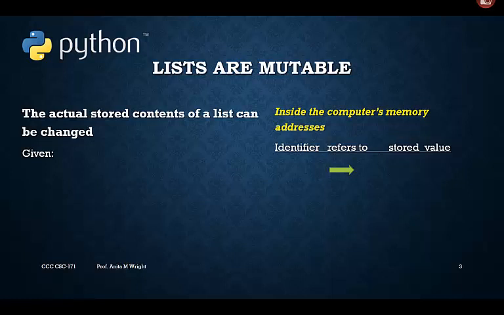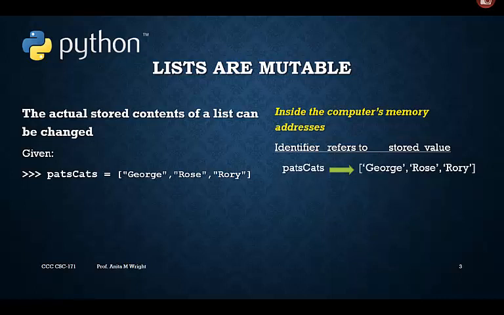Let's revisit Pat's cats and see how Python handles the list inside the computer's memory cells. Given the assignment of the 3 strings, George, Rose, and Rory, as the list collection named Pat's cats, here is how Pat's cats might look inside the computer's memory space. For simplicity, I am not assigning addresses for the identifiers. I'm just going to use the arrow to indicate that Pat's cats will contain the reference to the stored list George, Rose, and Rory.